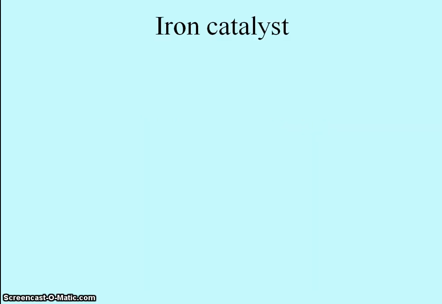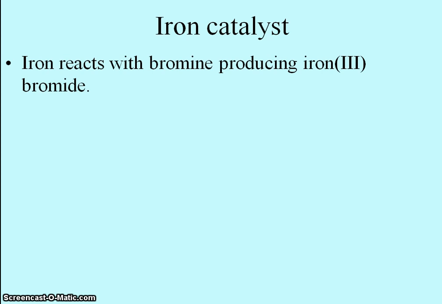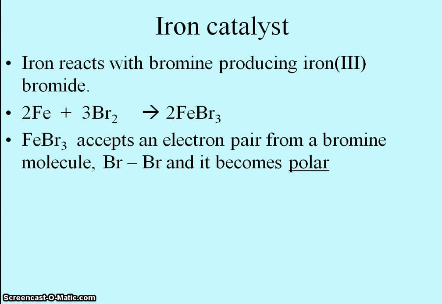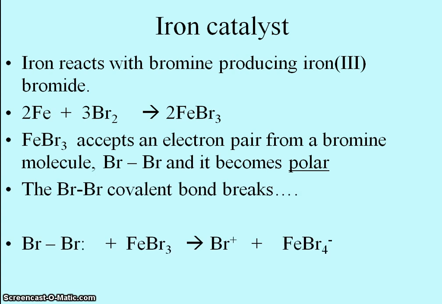An iron catalyst is required. The iron reacts with bromine, producing iron 3 bromide. And the iron 3 bromide promotes the production of a dipole on the bromine molecule. You can see that the lone pair of electrons on the bromine molecule is used to fill an empty orbital of the iron atom, and this generates the bromine electrophile.